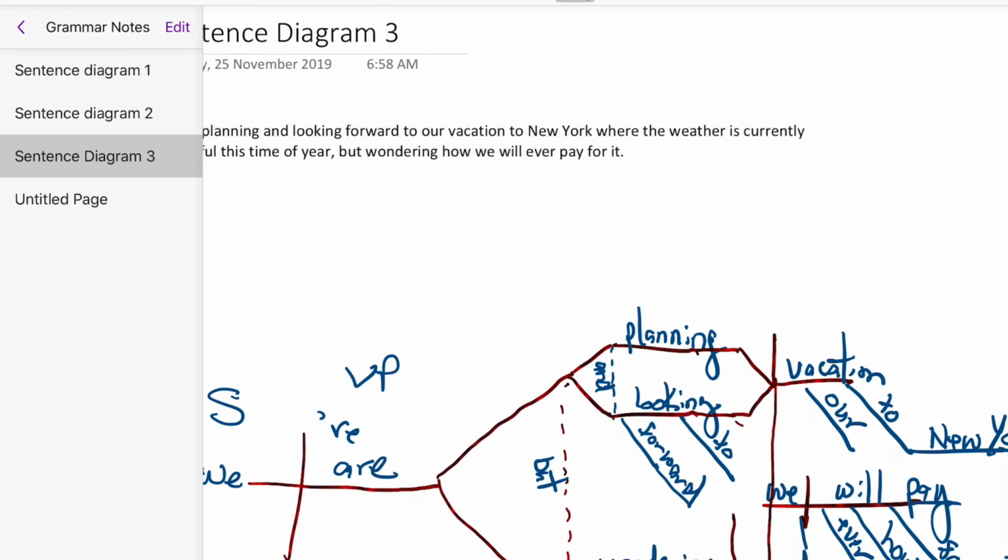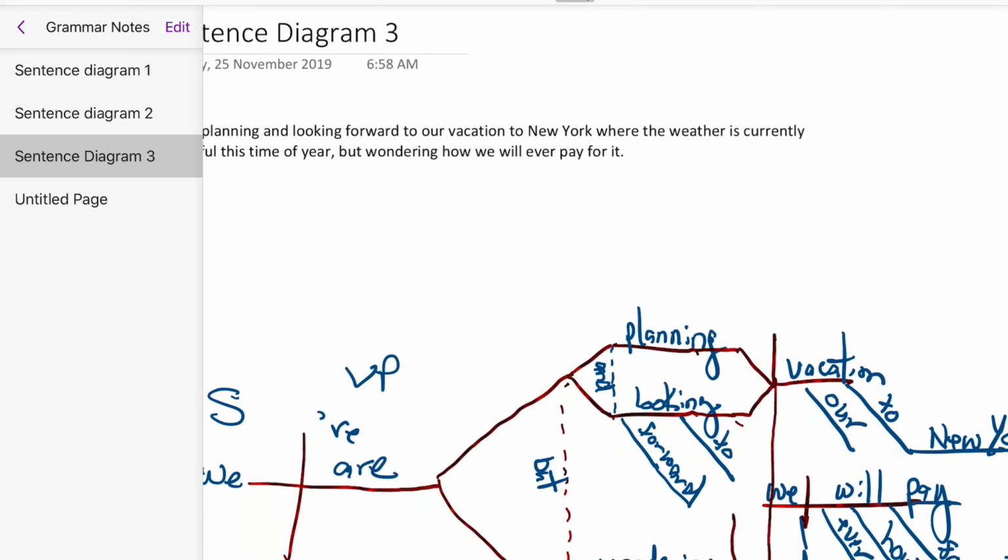So a good way to remember whether or not we have a direct object is to answer the question, what? We are planning what? We're planning a vacation. We're looking forward to what? We're looking forward to a vacation. We are wondering what? And then we'll talk about the direct object of wondering here in a few minutes.